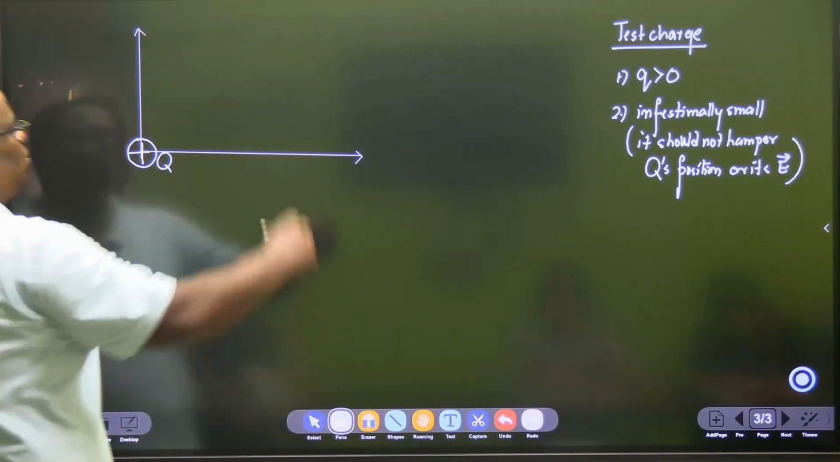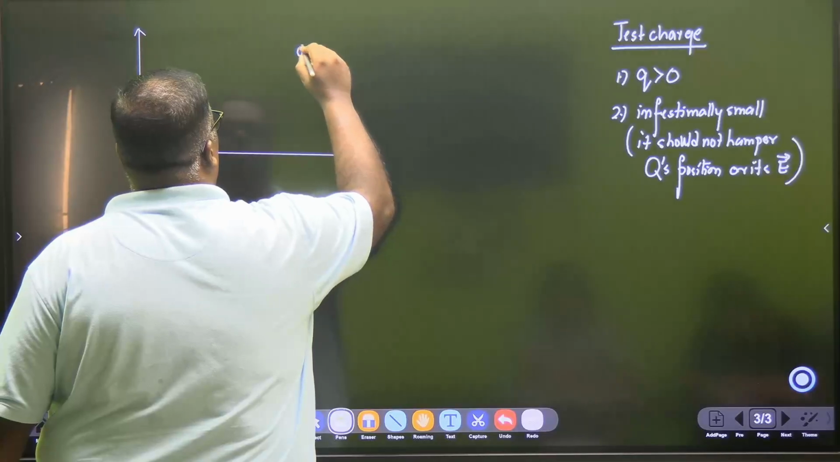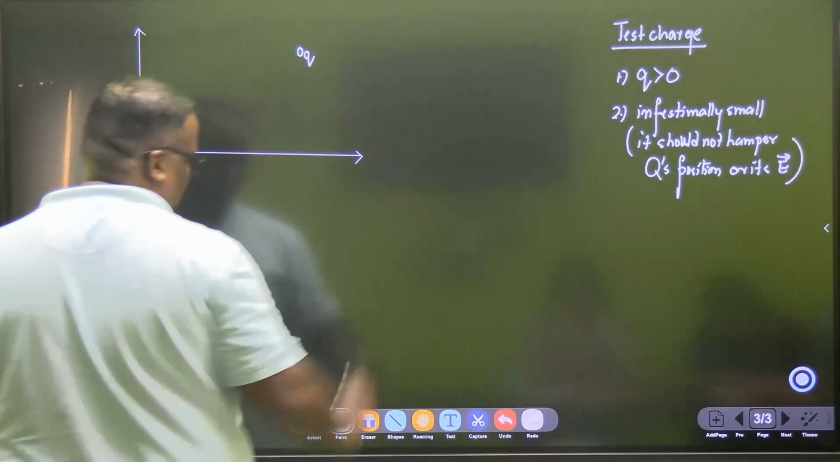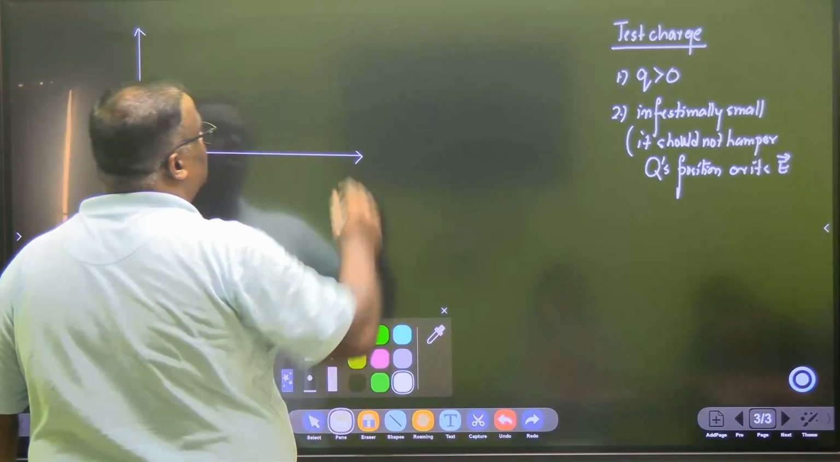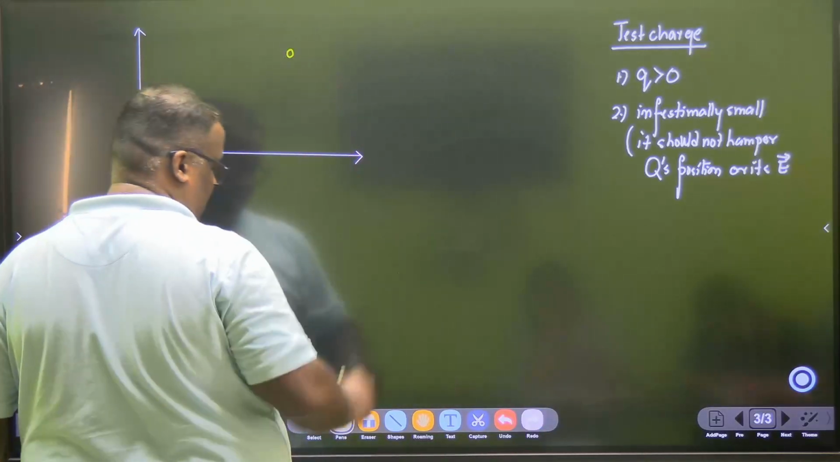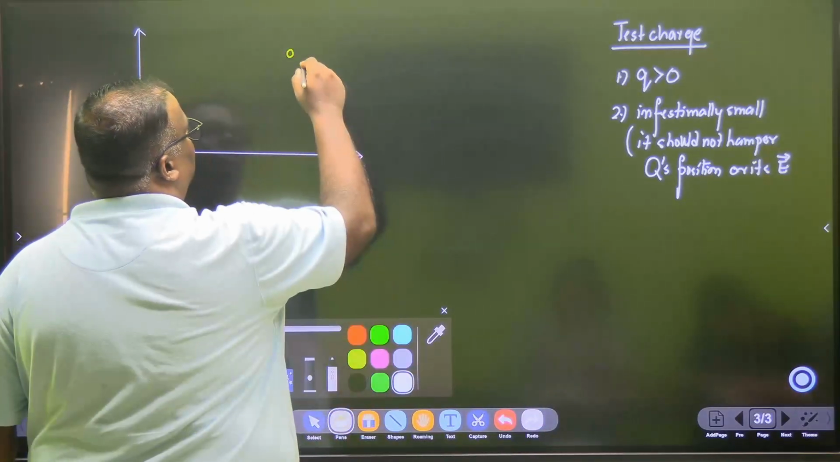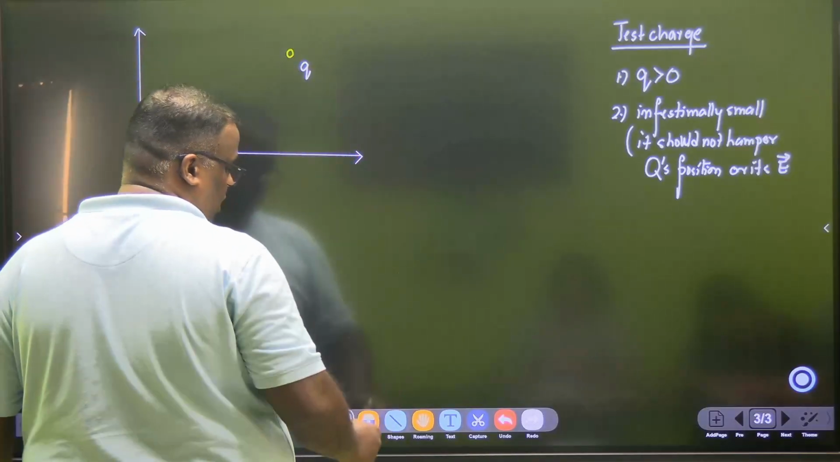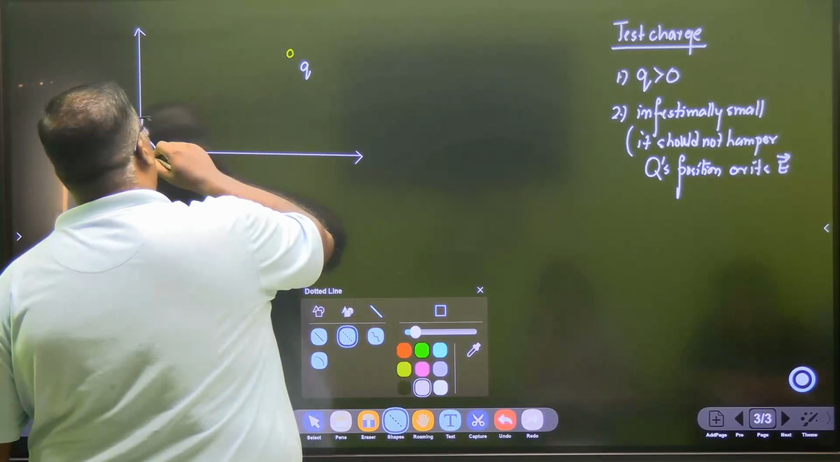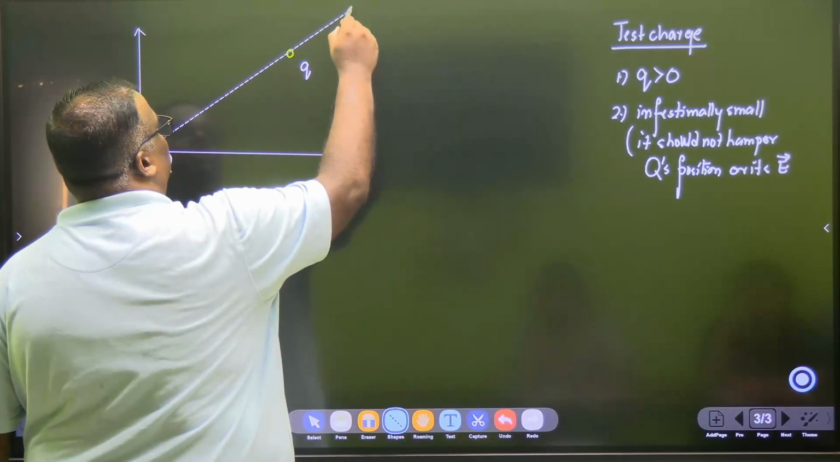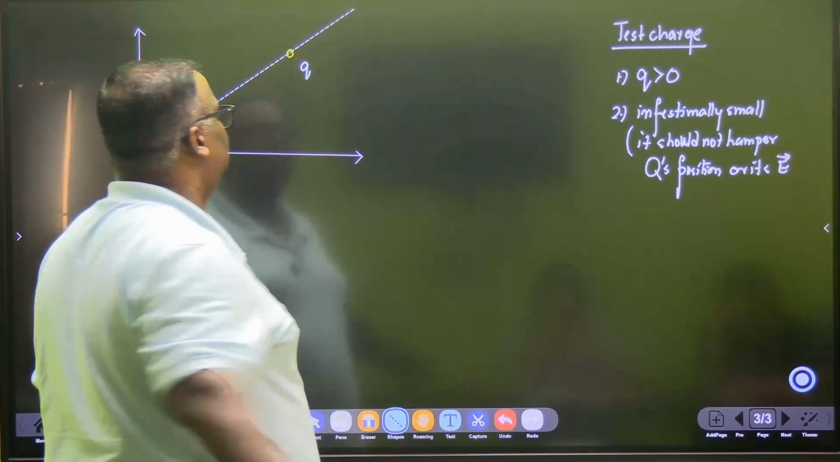Wherever I introduce this charge, children, I introduce it out here as q. So let me make it with a different color. I introduce this charge, say here, and I call this charge q. There will be a shortest straight line which will be joining these two charges, based on our Coulomb's law. This is the shortest straight line.